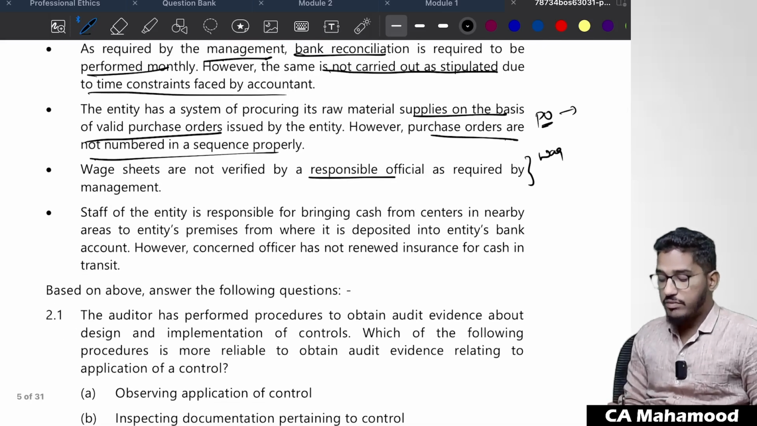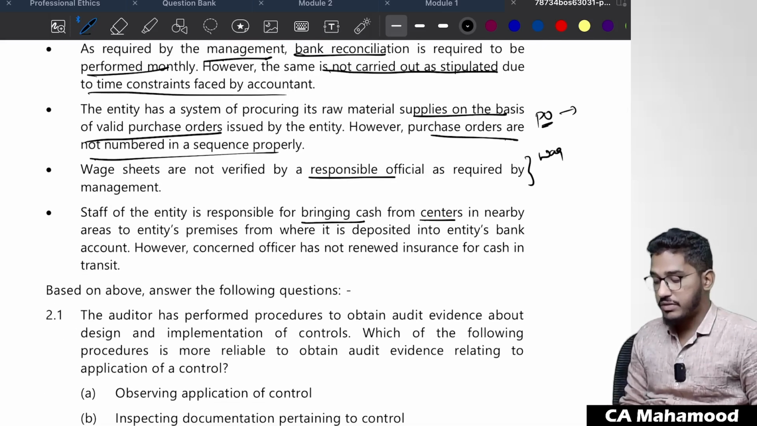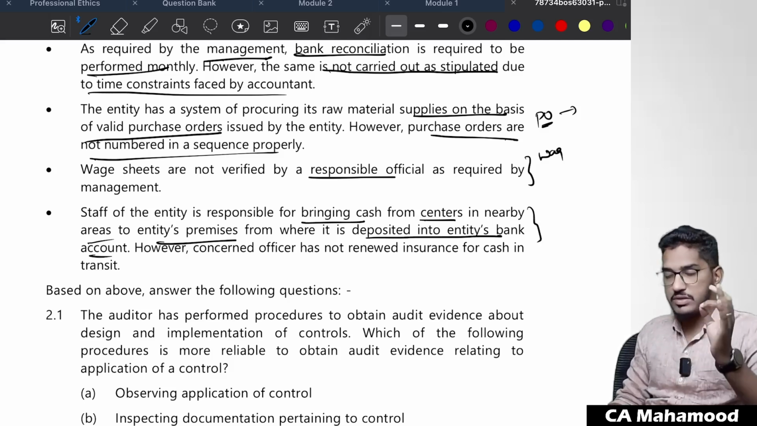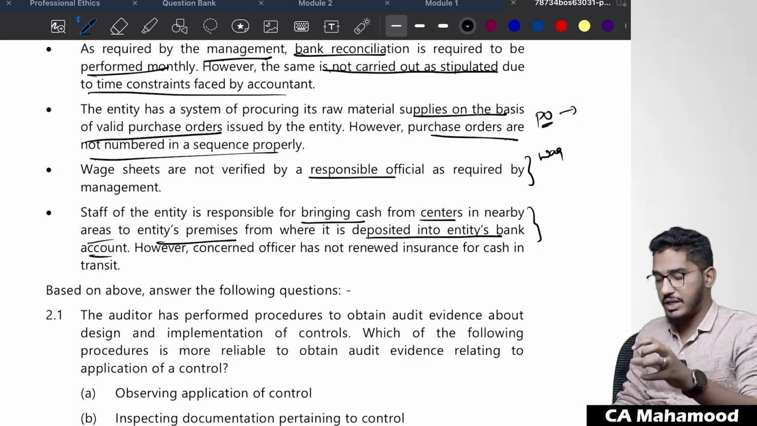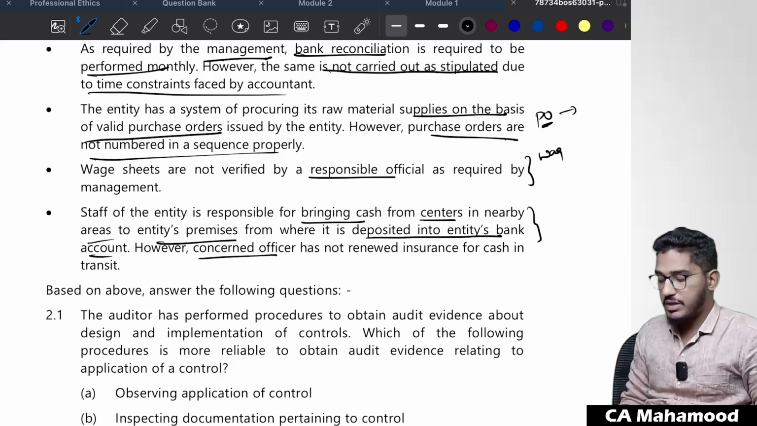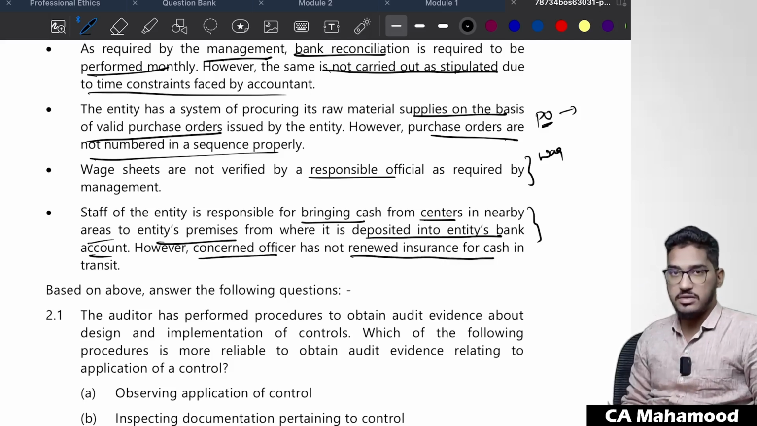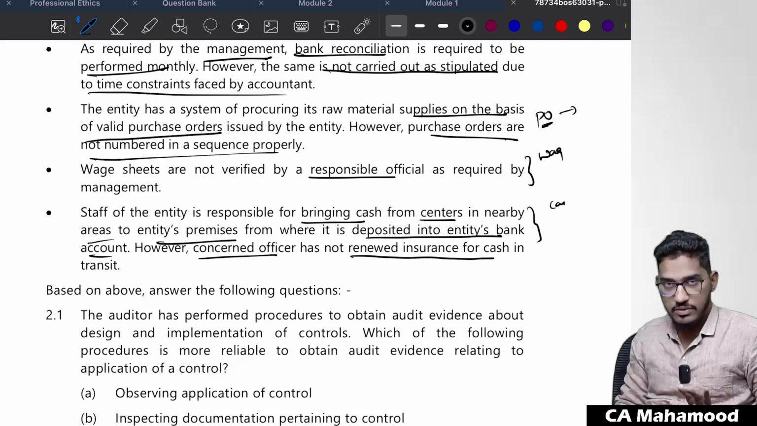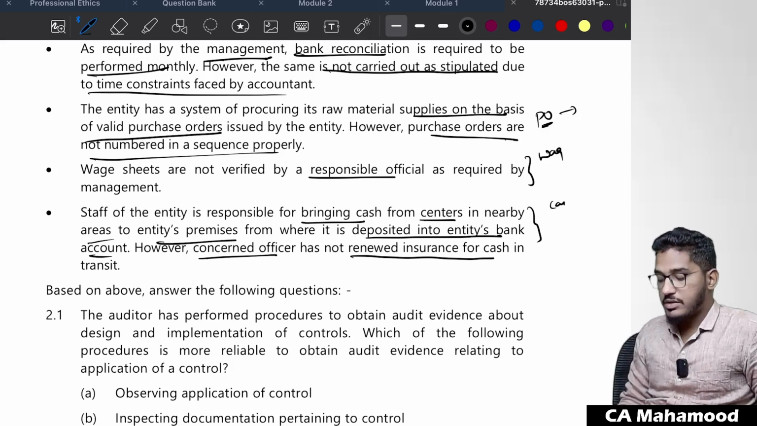Next one. Staff of the entity is responsible for bringing cash from centers in the nearby areas to the entity's premises, from where it is deposited into the entity's bank account. So generally this company has centers at different locations. A person will go collect all the cash, bring it to the entity, and from there go and deposit it in the bank account. However, the concerned officer has not renewed insurance for cash in transit. Generally for cash in transit, insurance will be there. If at all the cash is stolen on the way, you can claim the insurance compensation. But in this case, they have a cash in transit policy, but they have not renewed it.